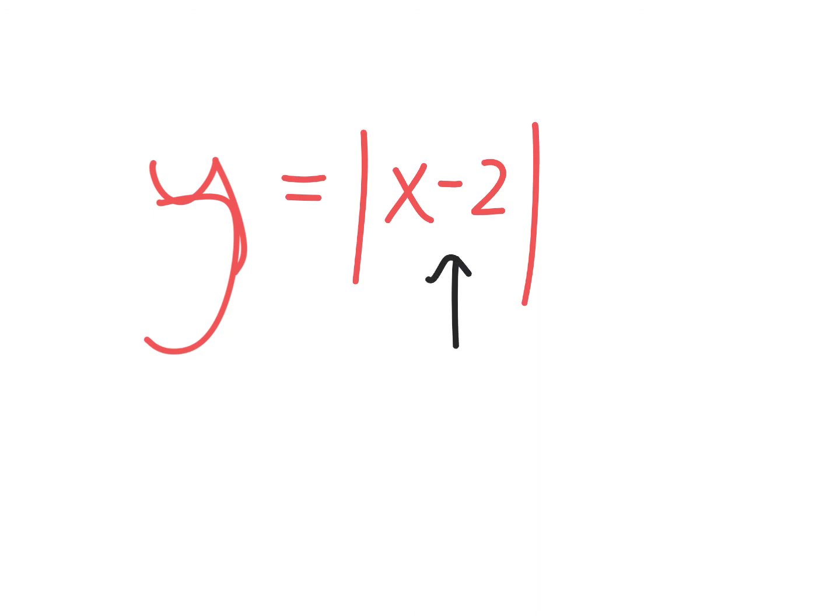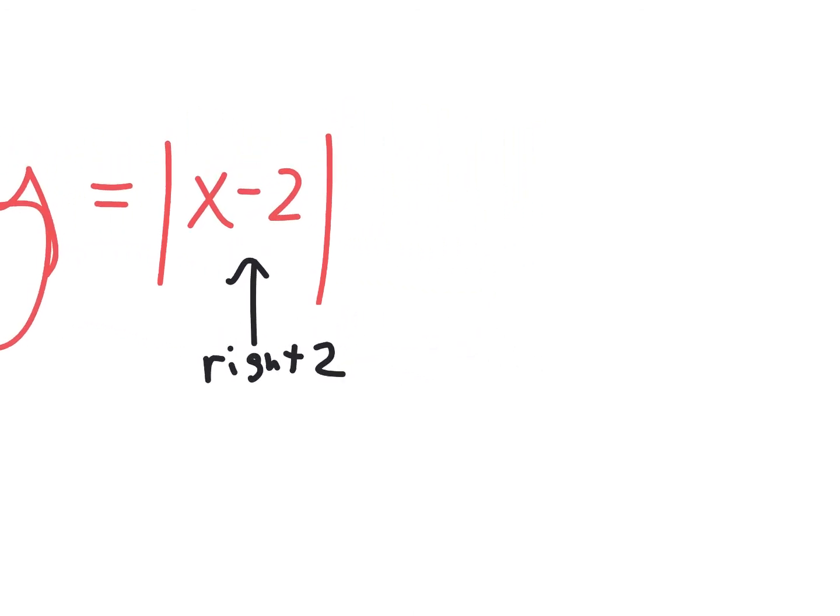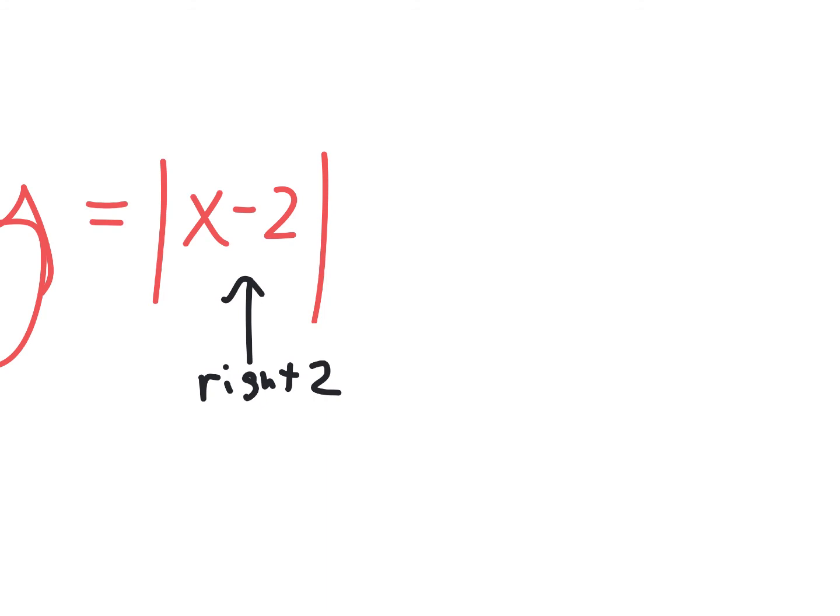Close. That's what it seems like it does. So you have to do the opposite of that. Right 2. So it's a V shape moved right 2. But actually, where are the dots? Let's make an XY chart.